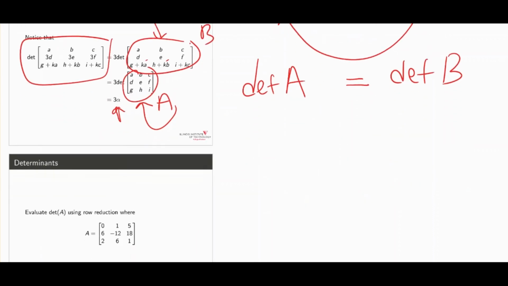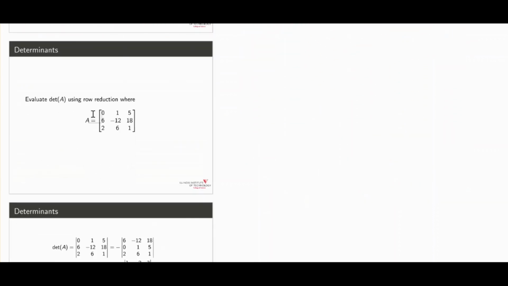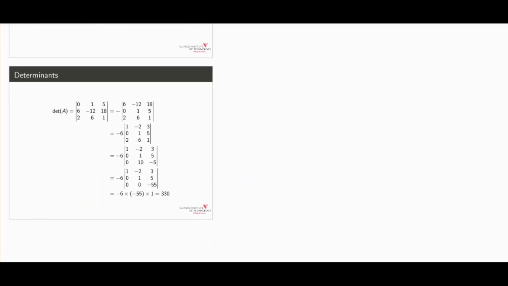All right, so let's move on. And the final thing that we want to talk about is how to utilize all those properties that we talked about to compute the determinant of a matrix by doing row operations. Suppose you have this matrix A, and we want to compute the determinant of this matrix not using cofactor expansions but using row reductions. So let's take a look.